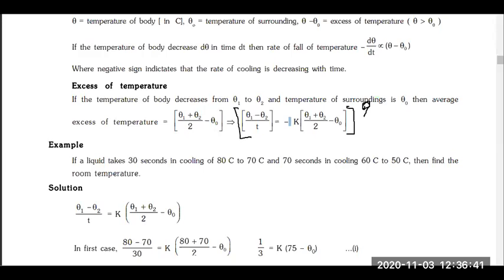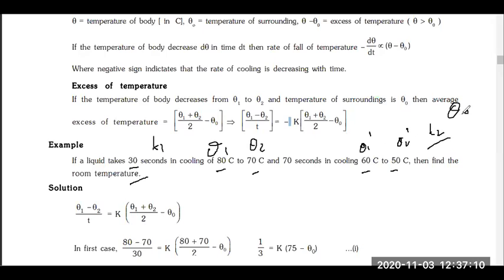So let's see one example. This type of problem is asked a lot, especially in Mains and NEET. Suppose in 30 seconds the temperature goes from 80 to 70 degrees centigrade, and in 70 seconds from 60 to 50. Find the room temperature. So theta 1, theta 2 is given at T1, and then theta 1 dash, theta 2 dash is given at T2. But find theta naught. Easy formula. Can you find it? Tell me, can you find it?